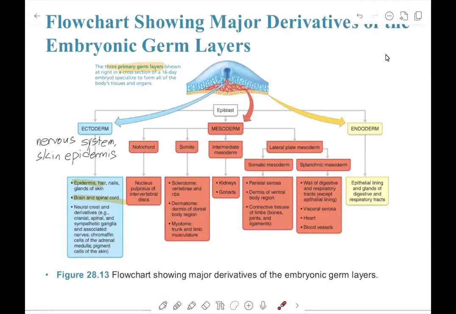Then if you think of the opposite extreme, the endoderm, which if we look at that prefix, it looks like inside, it's going to be the epithelial linings. Also, it's going to be the digestive and respiratory tracts, as well as the urogenital tracts. So if you know those two, that means that everything else is going to be from the mesoderm.